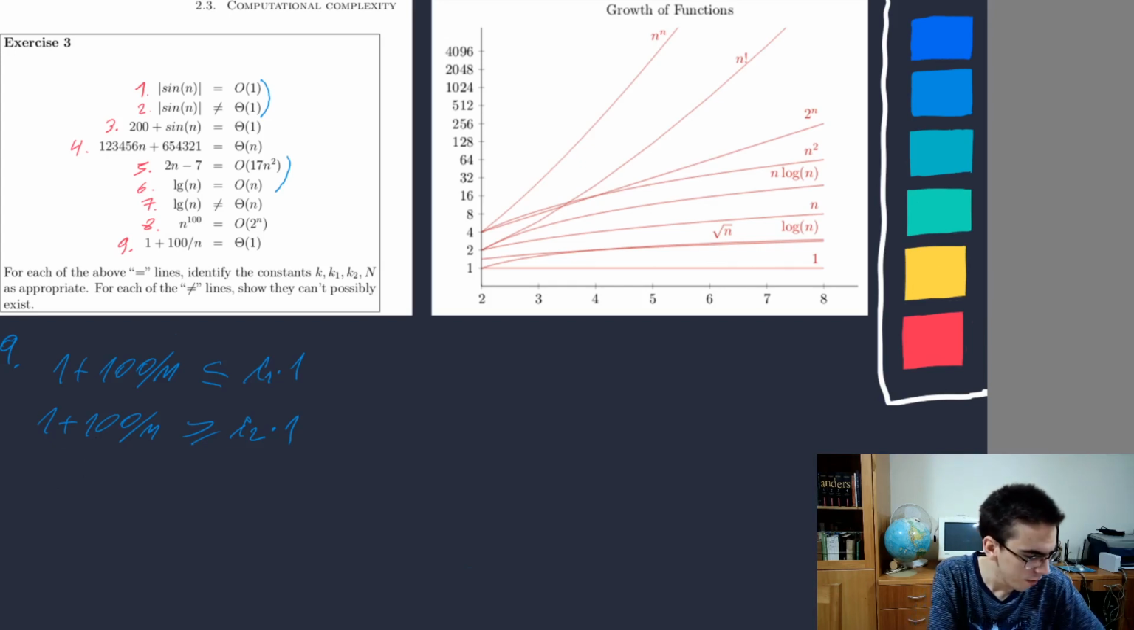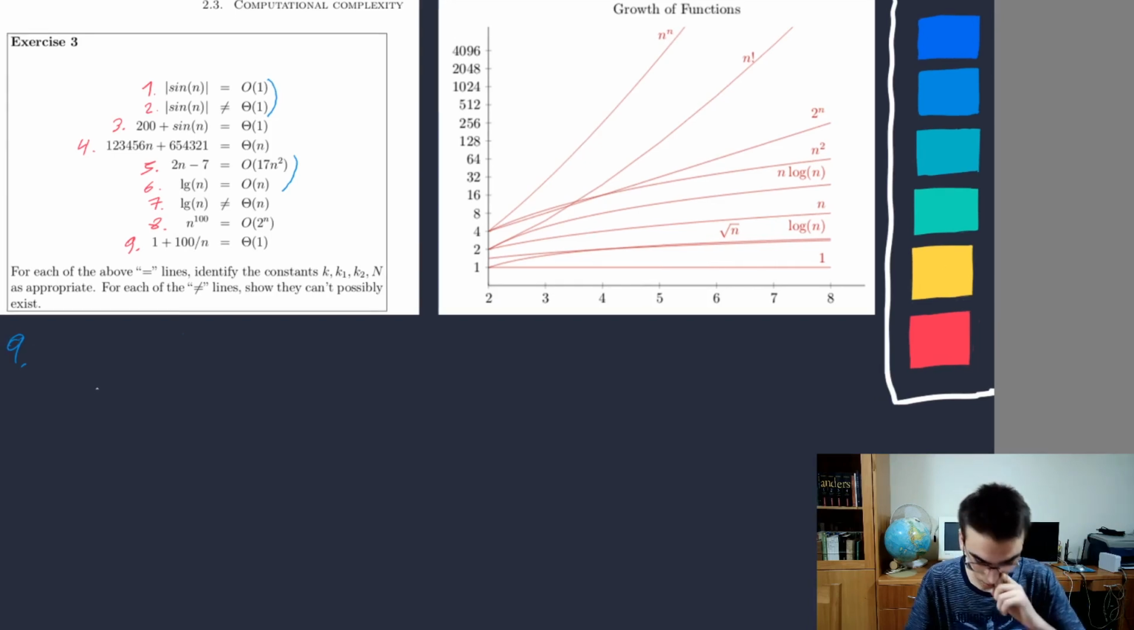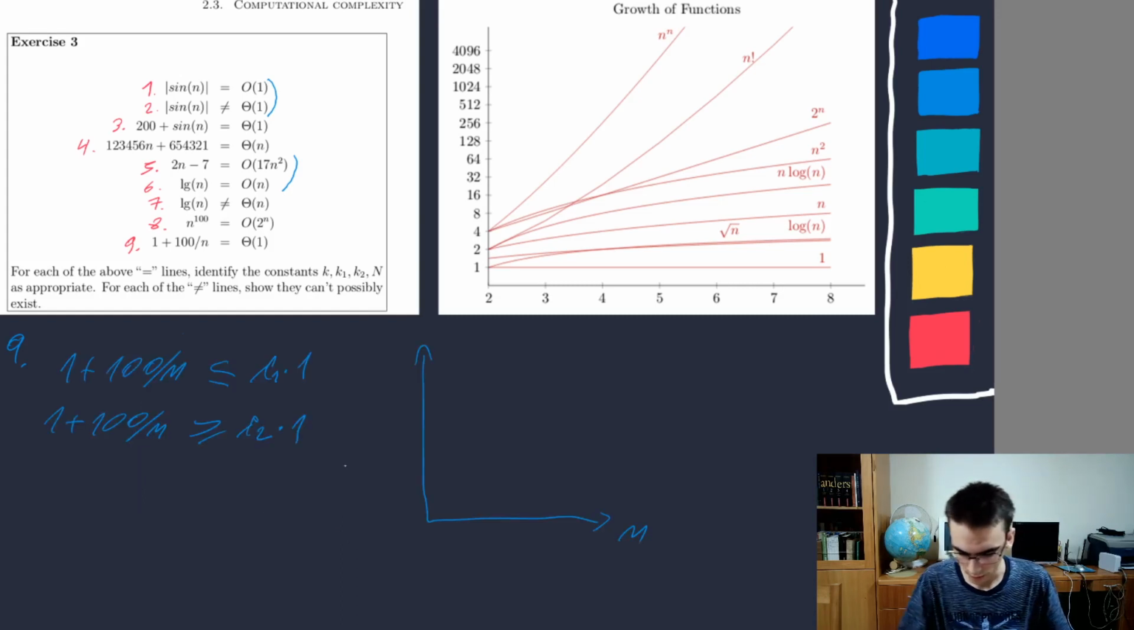We can do the exact same thing we did for exercise 4, but this time, since we got all the confusion in math from yesterday, let's do it properly. The proper way of doing it would be to first plot the function, to have a better notion of what we have. So this is n.